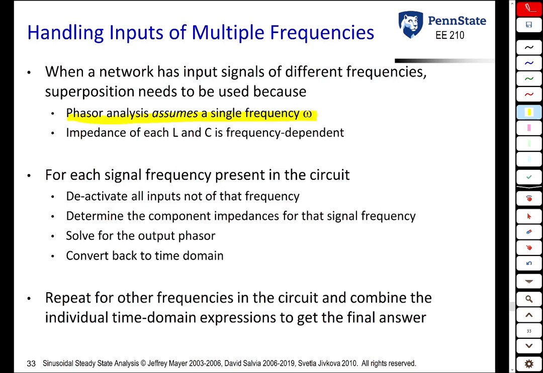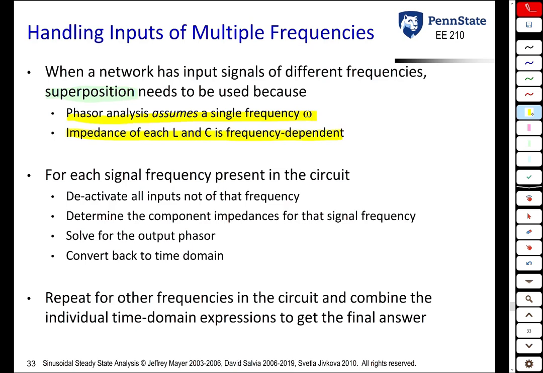So what happens if you have more than one frequency present in the signal? Which omega do you use? So that is the second problem. So we're going to see that whenever you have a circuit where your inputs consist of more than one frequency, you're going to have to use superposition.